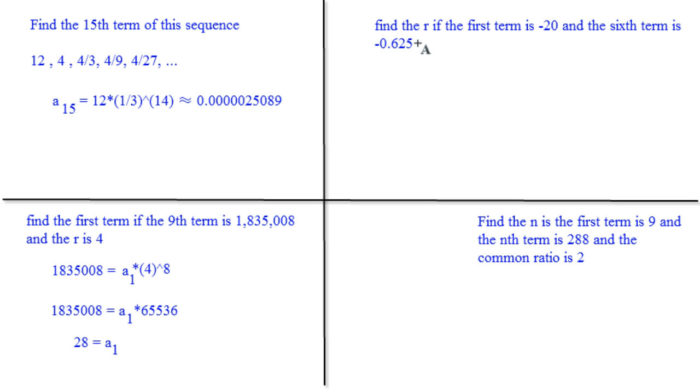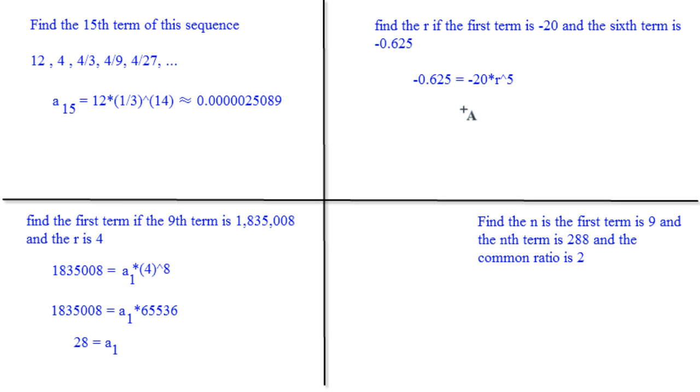Alright, now finding the r if the first term is negative 20 and the sixth term is this. This one's going to be a little bit trickier, okay? So the sixth term, we're going to set up 0.625 equals negative 20 times r to the fifth power. Okay, because remember we do one less. Okay, so we're going to divide both sides by negative 20 first.